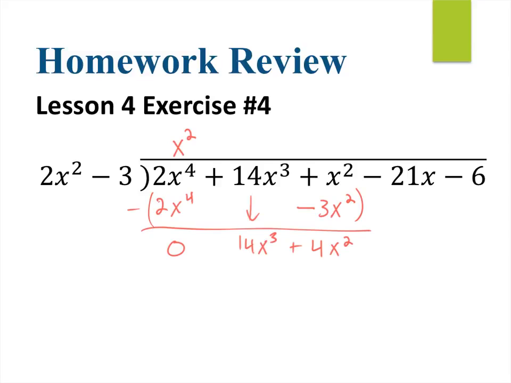Okay, I'm going to do the next round. Something times 2x squared is going to give me 14x cubed. It's got to be 7x. So 14x cubed. Then 7x times negative 3. I probably got to bring that down to negative 21x. 7 times negative 3 ends up being negative 21x. This is handy. I like how this is turning out.